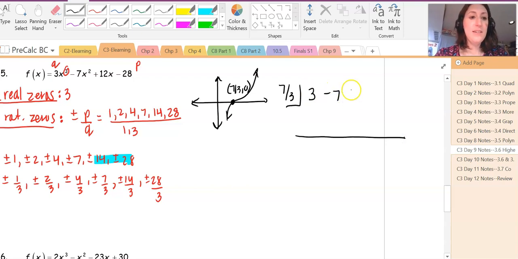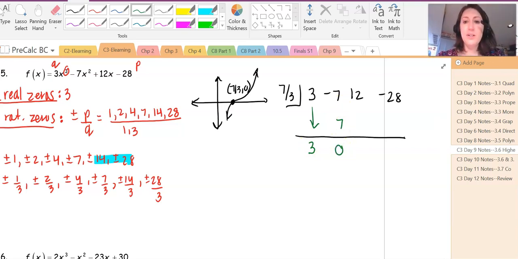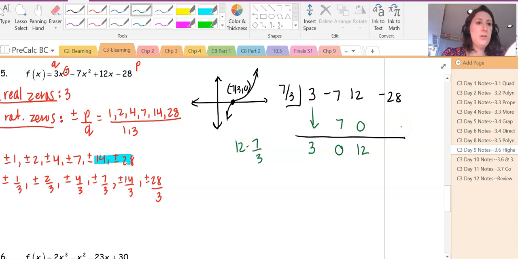3, -7, 12, -28. Now, when we do this, we should get a remainder of 0. If not, we have a big problem, because what our calculator just told us is that 7/3 is an x-intercept, which means that we should have a factor here. 3 times 7/3 is just 7. -7 plus 7 is 0. 0 times 7/3 is 0. 12 plus 0 is 12. 12 times 7/3 is 4 times 7, which is 28. And add them up, and 0.